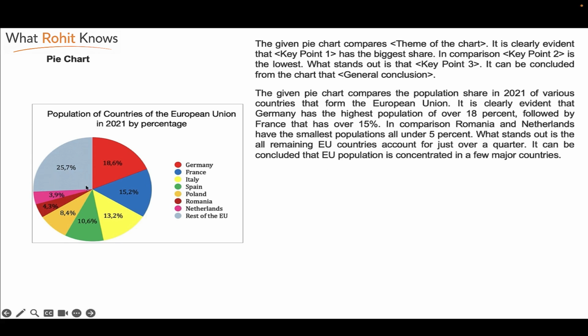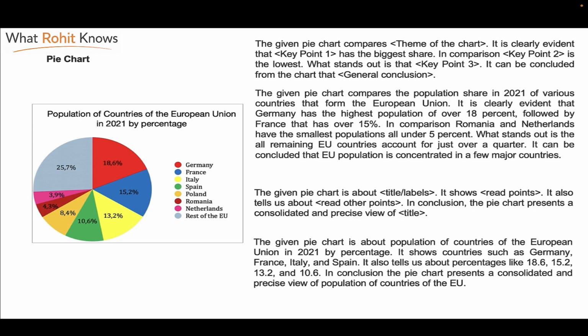Over a quarter means over 25%. So make sure that these terms, quarter is 25%, half 50%. So you can use that in your responses. Instead of just saying 25%, you can say a quarter of the whole. And finally, the conclusion, it can be concluded that EU population is concentrated in a few major countries.